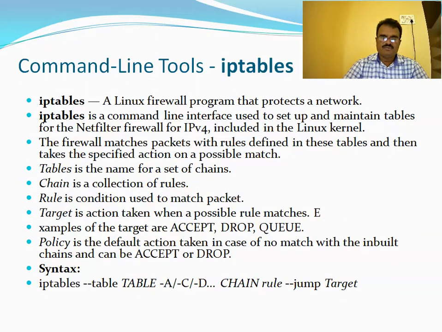A chain is a collection of rules. A rule is a condition used to match a packet, and target is an action taken when a possible rule matches. Examples of target are accept, drop, queue. Policy is the default action taken in case of no match with the inbuilt chains and can be accept or drop. So the syntax of the iptables command is iptables, option -A or -C or -D, chain, rule, -j, target. So this is about iptables. It is a Linux firewall program that protects a network.